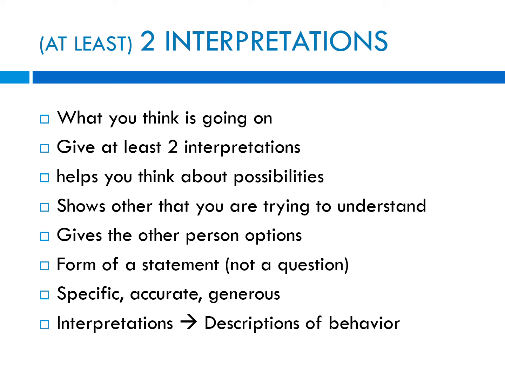So you can see Lori actually gave 3 interpretations: too often, too long, doing something that upsets you. She also put the interpretations in the form of a statement, not a question. And they're specific. She didn't say, "You always do this when we come here," or "You never do this when we come here." They're accurate. The interpretations are relevant to the situation, and they're generous. She doesn't make any accusatory or negative interpretations. She's just telling her mom in a positive way what she thinks is going on.